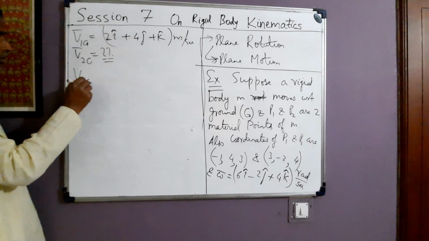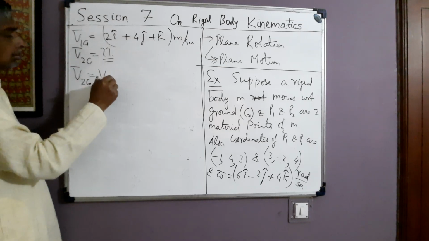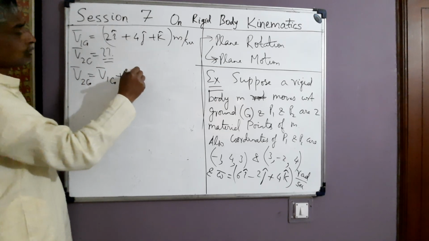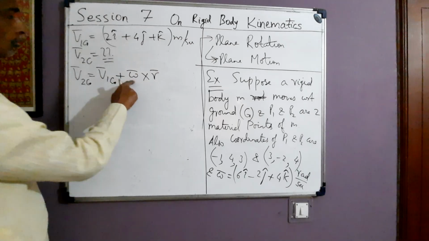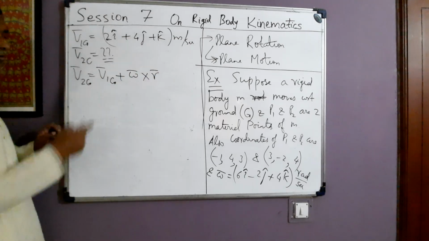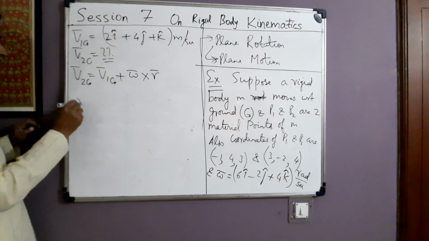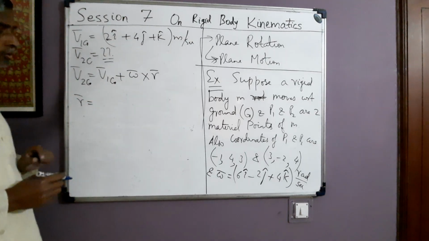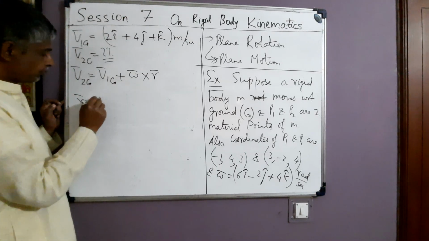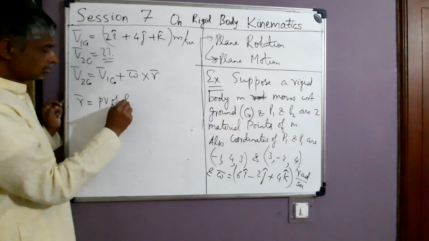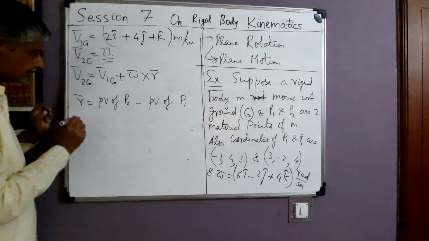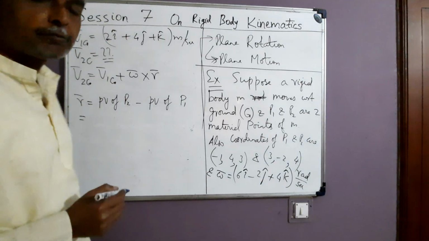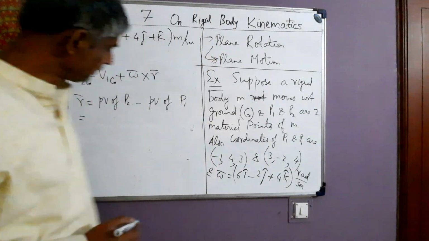So V2g is equal to V1g plus omega cross r. Now we have to find omega cross r, and then add it to V1g. Now r is the vector from P1 to P2. So r is equal to the position vector of P2 minus the position vector of P1. Alright.